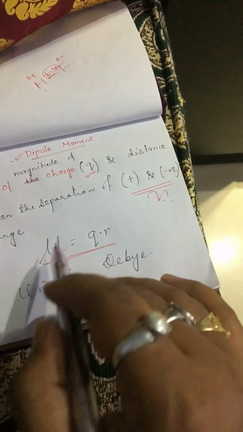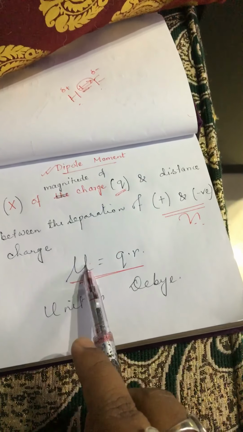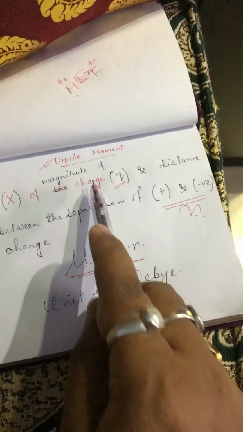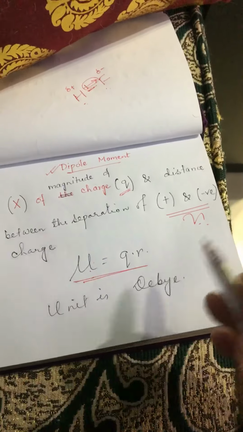Mathematically it can be expressed as mu, which is the symbol of dipole moment. Mu equals q times r. Q means charge, r means the distance of separation between positive and negative charge, and the unit is Debye.